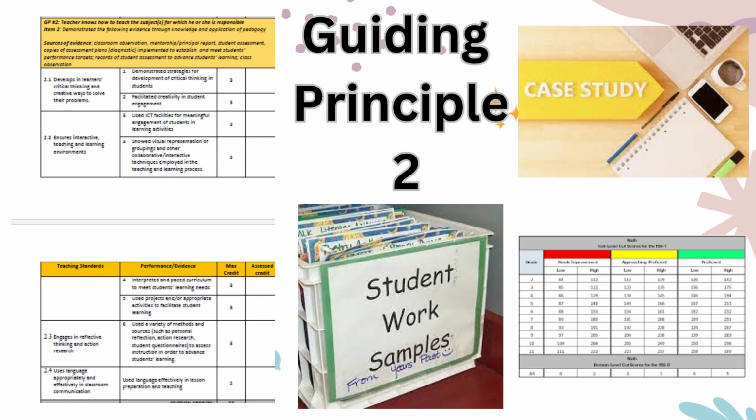Guiding Principle 2, GP2, has 23 credits and wants to ensure that you know how to teach the subjects for which you are responsible. Your pedagogy. 2.1 requires you to develop critical thinking in learners and creative ways to solve their problems. To get the 3 points, there should be evidence of case studies, scenarios, evidence of test questions, and records of students' assessment to show critical thinking.